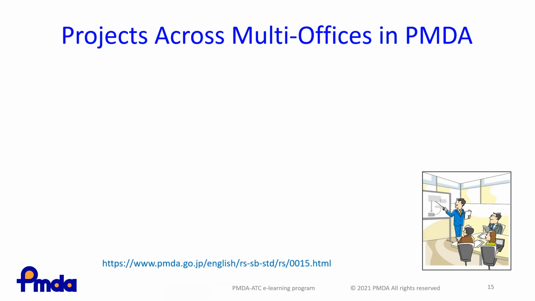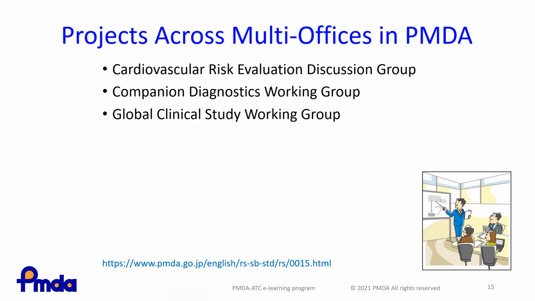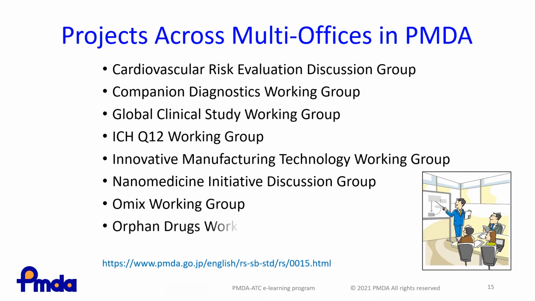As mentioned in the previous slide, there are many discussion groups and working groups at PMDA. Some examples are shown in this slide. Cardiovascular Risk Evaluation Discussion Group, Companion Diagnostics Working Group, Global Clinical Study Working Group, ICH-Q12 Working Group, Innovative Manufacturing Technology Working Group, Nanomedicine Initiative Discussion Group, Omics Working Group, Orphan Drugs Working Group, Pediatric Drugs Working Group. Through these various discussion groups and working groups, reviewers share a lot of information and make review policy uniform.